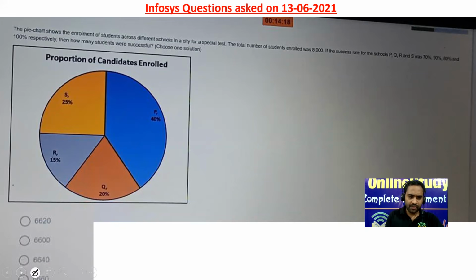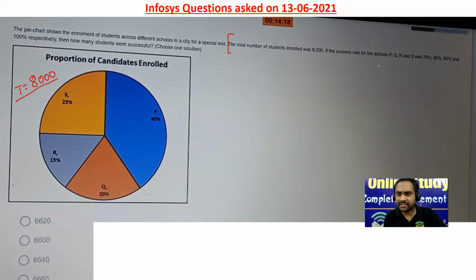Okay. Now the next problem. The pie chart shows the enrollment of students across different schools in a city for a special test. The total number of students enrolled was 8,000.